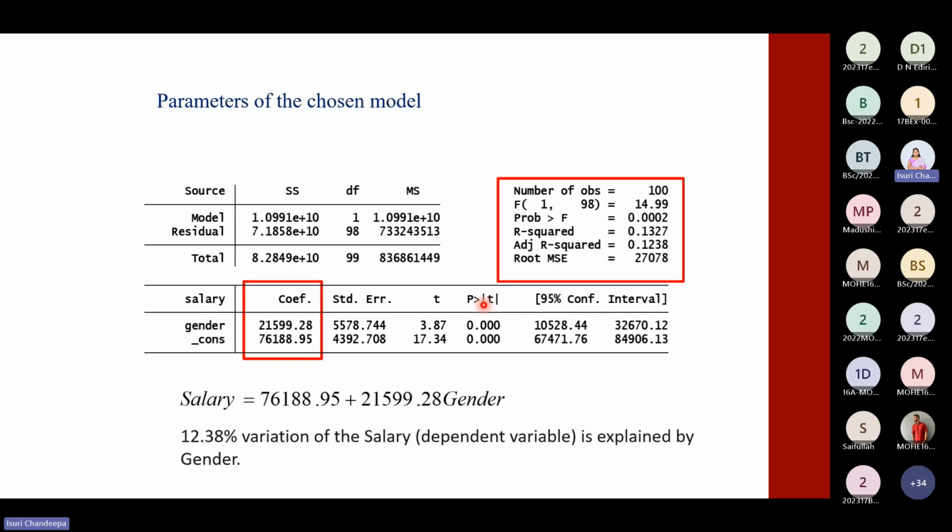If it is a 5% significance level, your calculated p-value should be less than 0.05. If you are fulfilling that condition, you can go with the acceptance of the alternative hypothesis. In the example, the p-value for gender. What is the independent variable here? Gender.